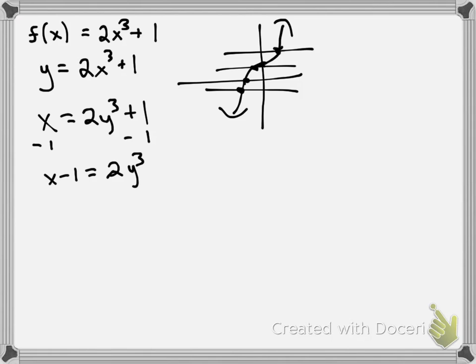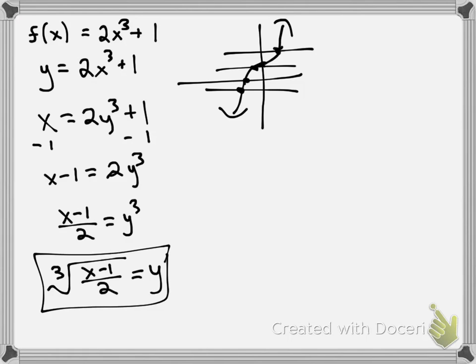Divide both sides by 2. You get (x minus 1) over 2 is equal to y cubed. Now finally, last step, we need to take the cube root of both sides. So we have the cube root of (x minus 1) over 2 is equal to y. And this will be our inverse function of the function f of x is equal to 2x cubed plus 1.